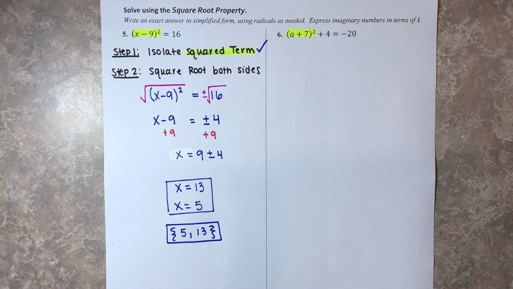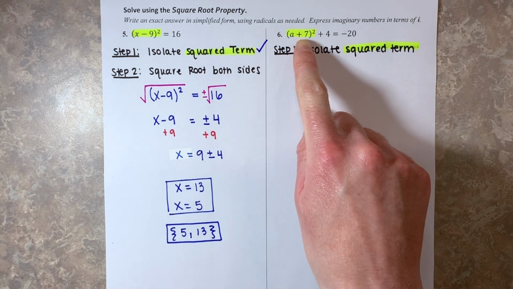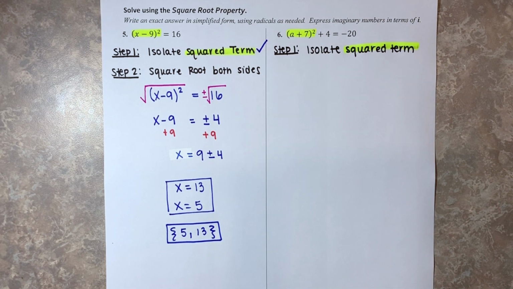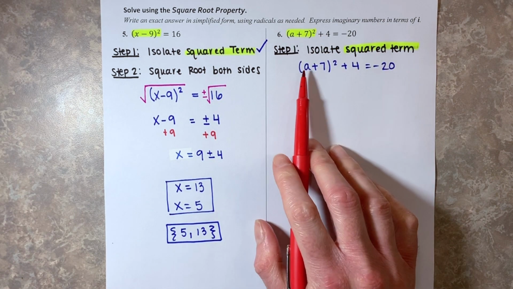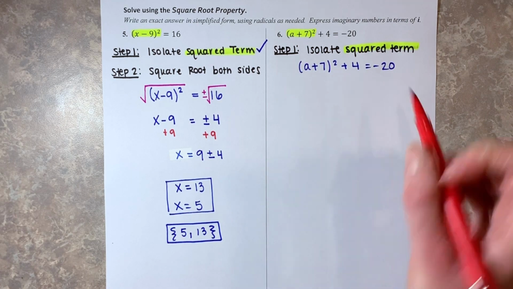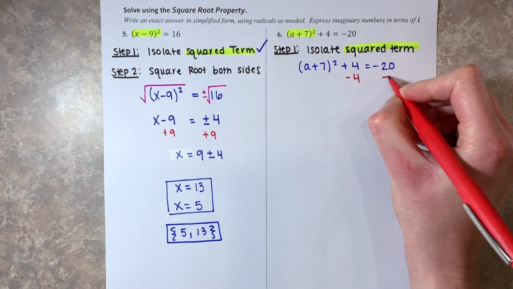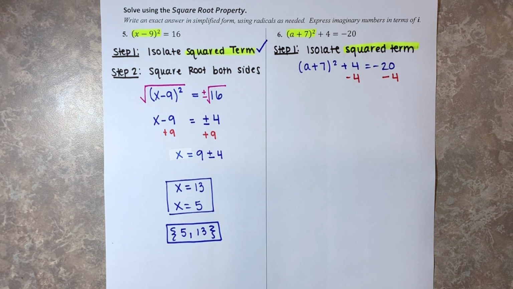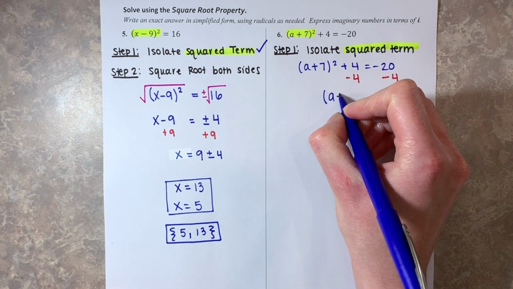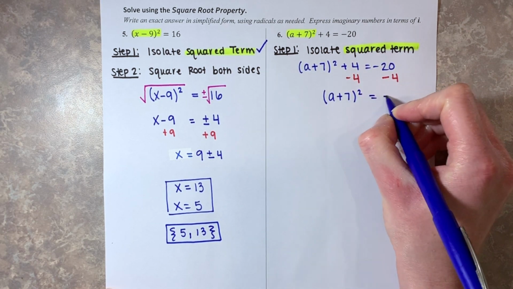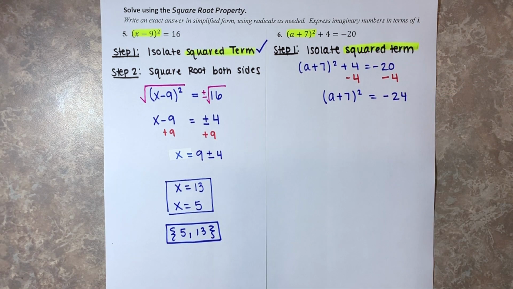Let's take a look at problem number 6. Step 1, isolate the squared term. And the squared term in this case is the a plus 7 squared. So if we start with the original given problem, to isolate the squared term, we need to subtract 4. And if we subtract 4 from this side, we have to subtract 4 from the other side. And that will leave us with a plus 7 squared is equal to negative 24. Now we've isolated the squared term.